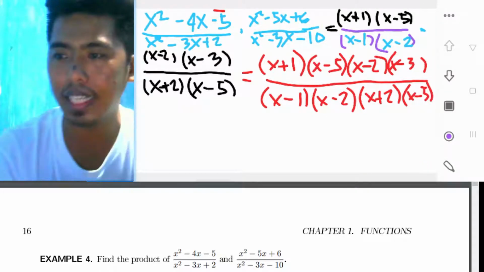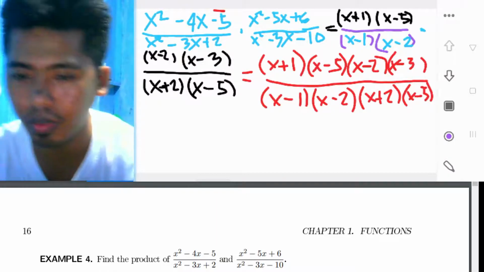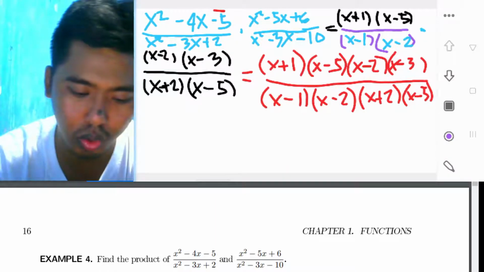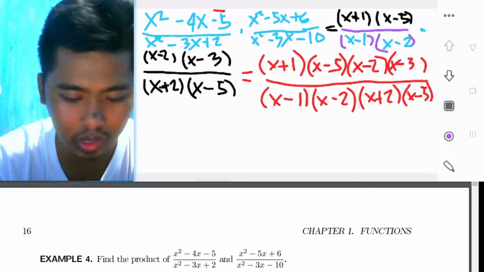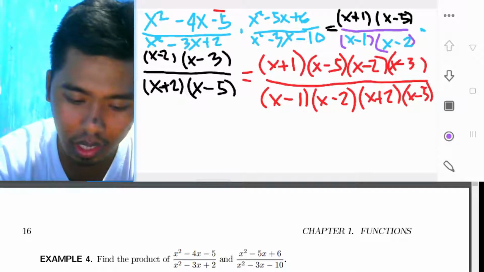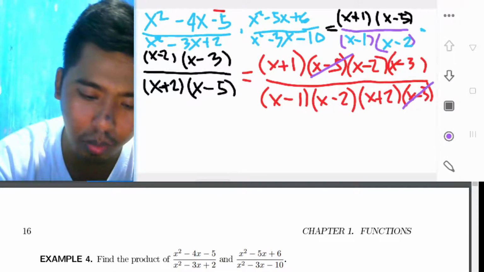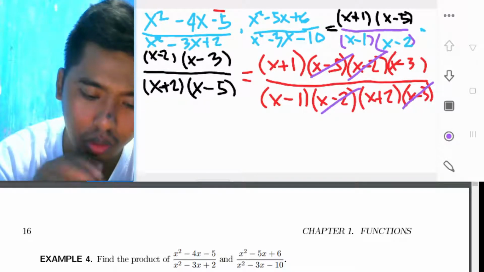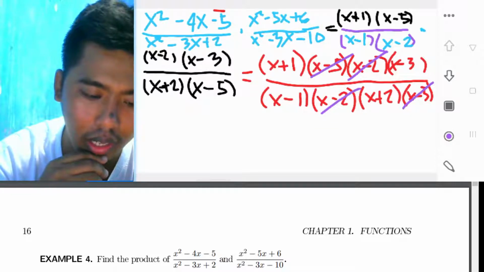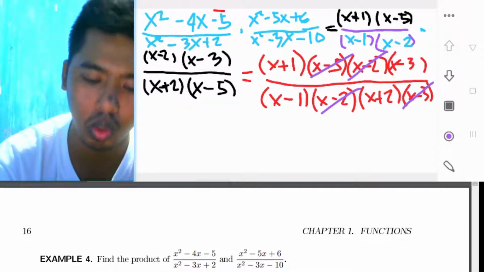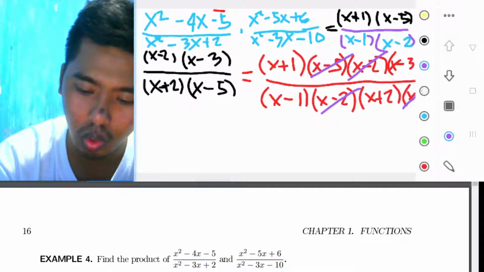So, atong i-cancel guys is kanang pareha sa ibabaw o pareha sa ubos. Okay? Kanang naa sa ibabaw, naa pod sa ubos. So, x plus 1, wala sa ubos. X minus 5 naa, out. X minus 2 naa pod, out. Now, x minus 3, wala. So, ang nabilin, x plus 1 o x minus 2, minus 3 sa numerator and sa denominator, x minus 1 o x plus 2. So, let's copy.